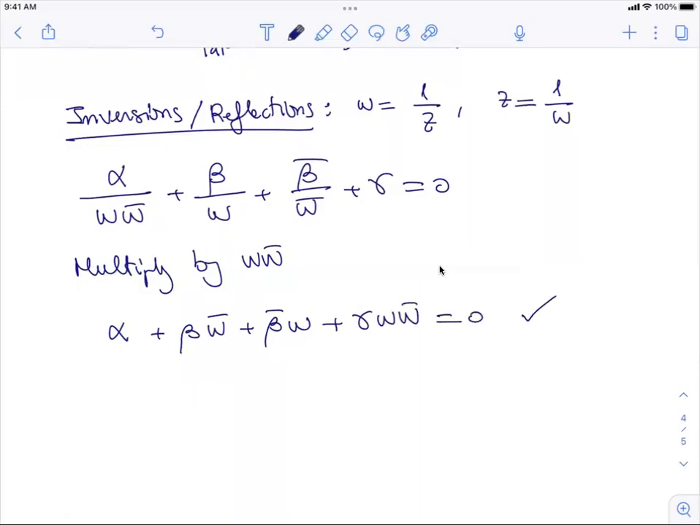So everything looks good, except we have changed the roles of alpha and gamma. But that doesn't matter, because the condition says alpha gamma less than the modulus of beta squared, and when we change the roles of alpha and gamma, this condition doesn't change. So we are good. This proves that all three generators of the group of Mobius transformations send circles in the Riemann sphere to circles in the Riemann sphere, and we are done.